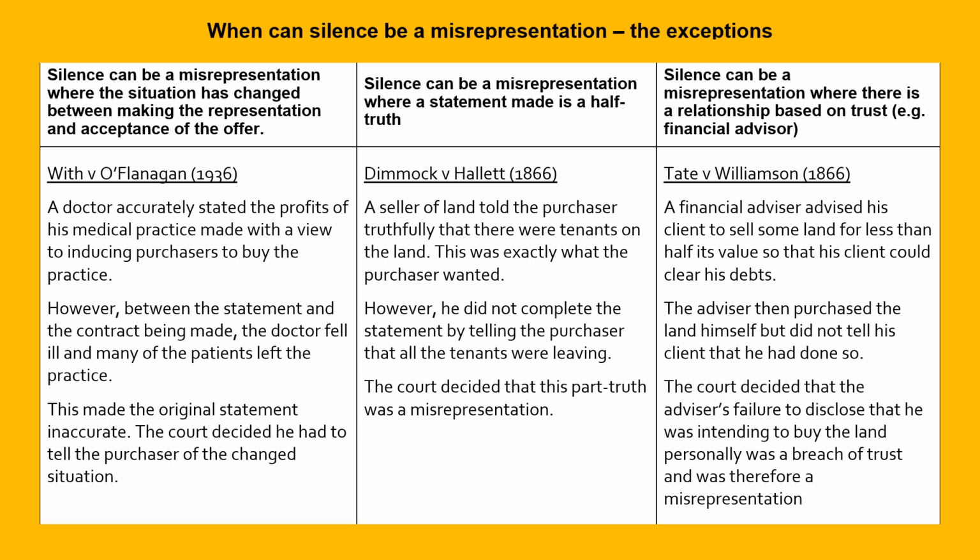The final one on the far right there: silence can be misrepresentation where there's a relationship based on trust. So, for instance, in this case, it was a financial advisor. In Tate v. Williamson, a financial advisor advised his client to sell some of his land off for less than half its value so that he could clear his debts. But what he didn't say was he was actually going to buy the land. And that's clearly misleading, and that silence, not actually mentioning that he was going to buy it, was a misrepresentation.